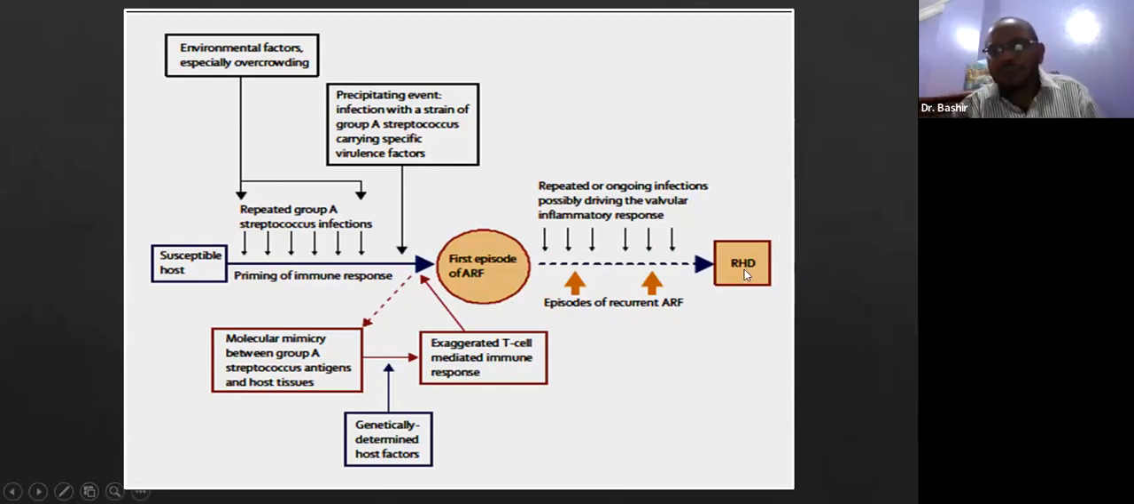attacks on the heart valve, leading to rheumatic heart disease, mainly affecting the left heart valves, the mitral valve and the aortic valve, causing mitral regurgitation and aortic regurgitation, and later this will heal by fibrosis, sometimes leading to mitral stenosis and aortic stenosis.